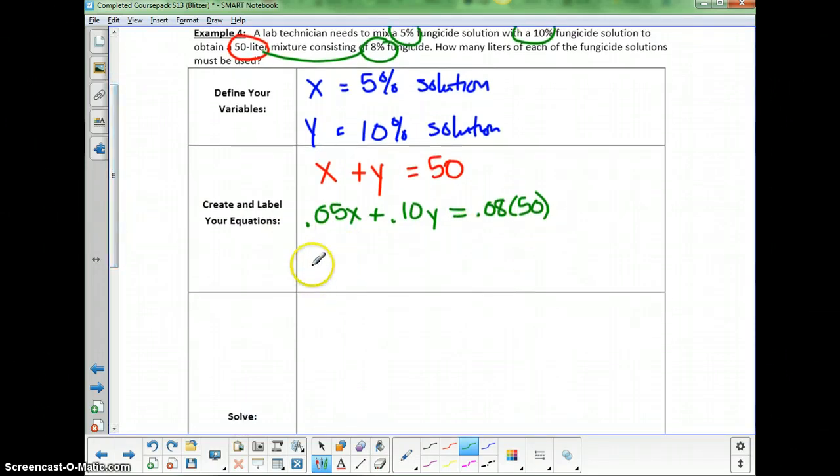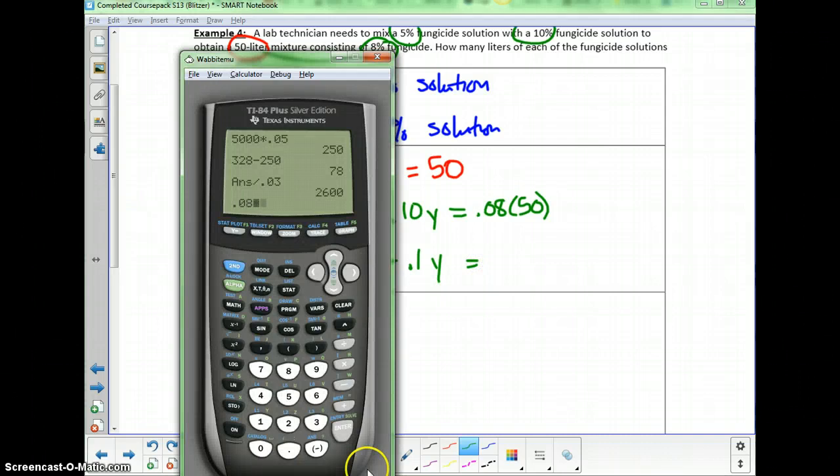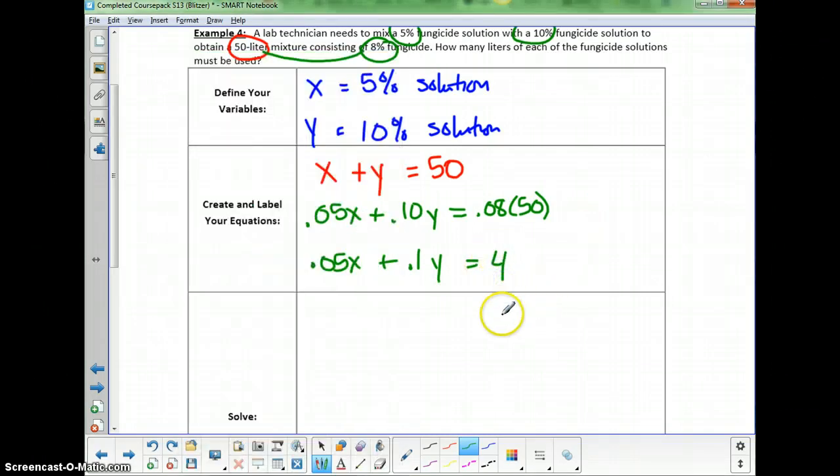Okay, so let's rewrite this one more time. 0.05x plus 0.1y equals, and let's figure out what 0.08 times 50 is. Equals 4. Okay, so we used elimination last time. Let's go ahead and use substitution this time. So let me take this first equation here: x plus y equals 50. That's a good equation to use for substitution because x and y both have coefficient 1, so I can solve for either one of them.